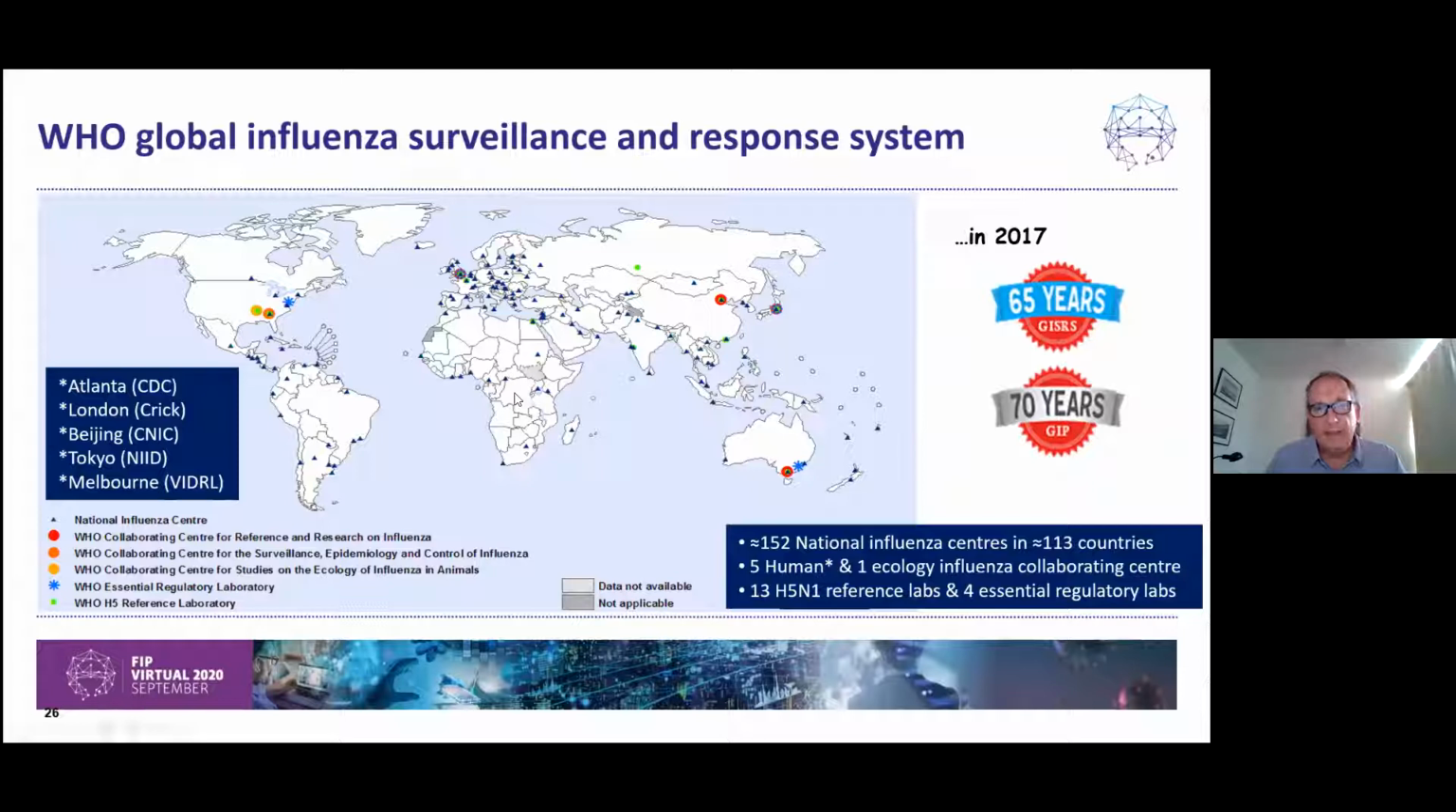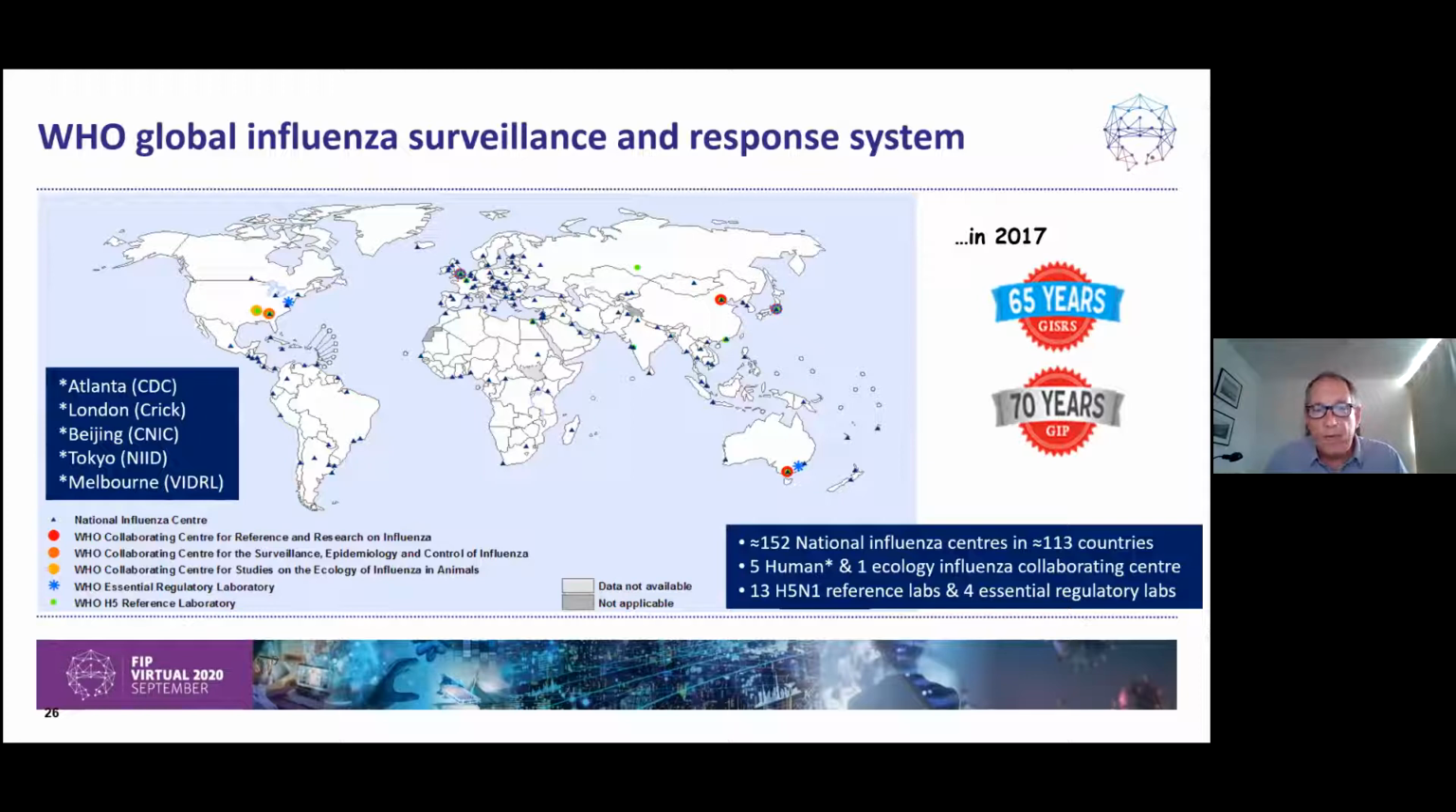They will then send those influenza positive samples to one of 5 global collaborating centers. There's one in Atlanta, Georgia, in the CDC in the US. There's one in London here in the UK at the Crick Institute. There's one in Beijing in China, one in Tokyo, as you can see. And then the only one in the Southern Hemisphere is in Melbourne in Australia. These 5 collaborating centers coordinate receipt of those samples from the national influenza centers and do an incredible amount of work to characterize those strains and map the epidemiology upon which the flu vaccine recommendations are made.